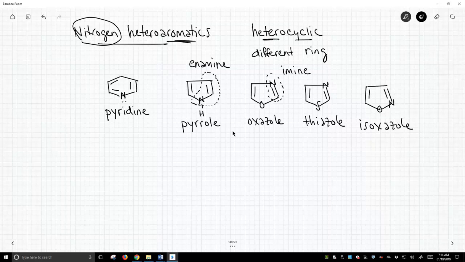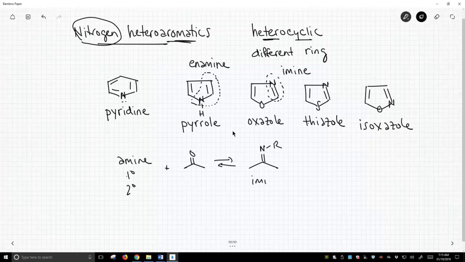The driving force in making these compounds is that we're going to form an aromatic ring. So in making enamines and imines, we take an amine, be it primary or secondary, and we treat it with a carbonyl compound, and we set up an equilibrium, and we might make an imine. That's if we had a primary amine, or we'd make an enamine if we had a secondary amine. And we'd always form water. This reaction is in equilibrium, and we need to do something, add or remove water, to help affect the position.